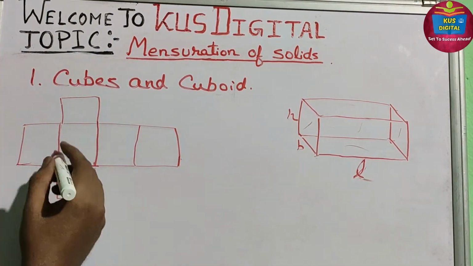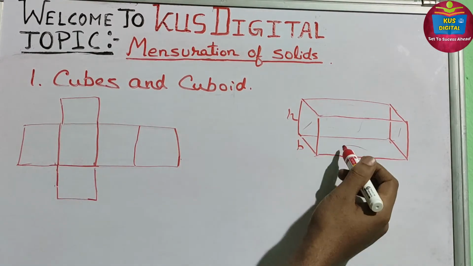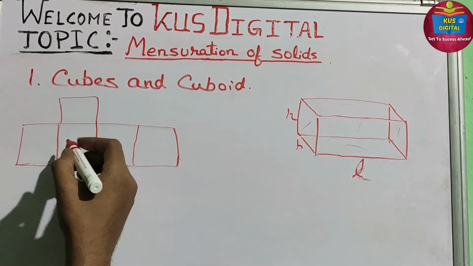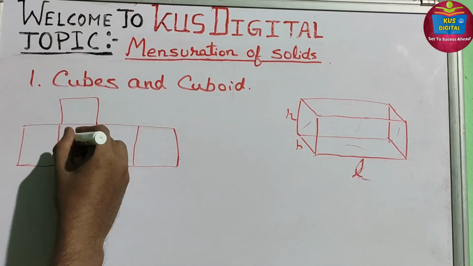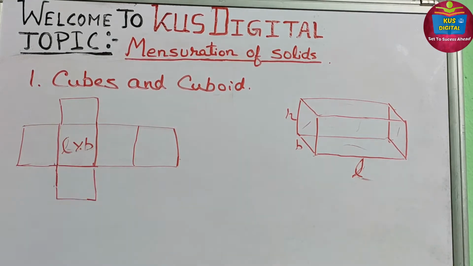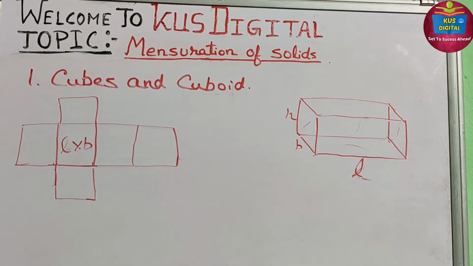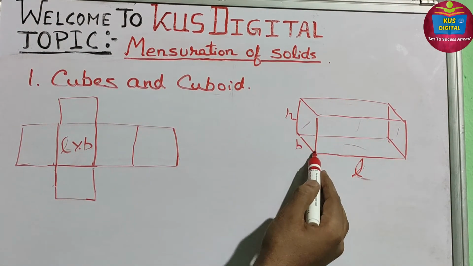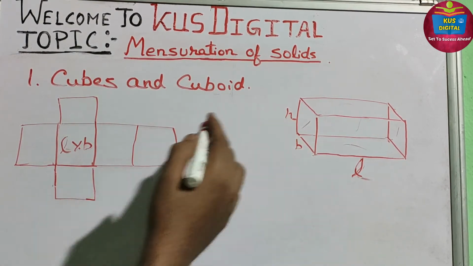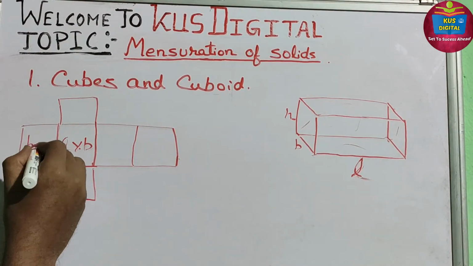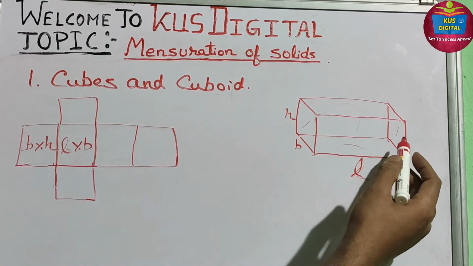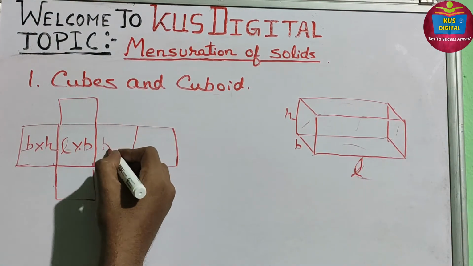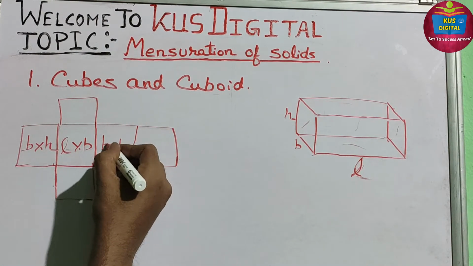So this is the base. The base area in this cuboid is length into breadth. Now when I have unfolded, this part and that part are breadth into height. So it is breadth into height, and this is also breadth into height, that part.